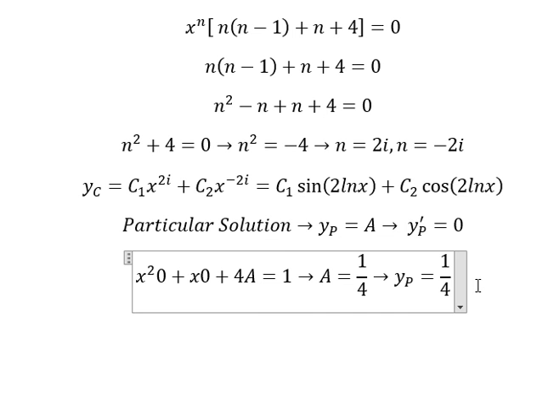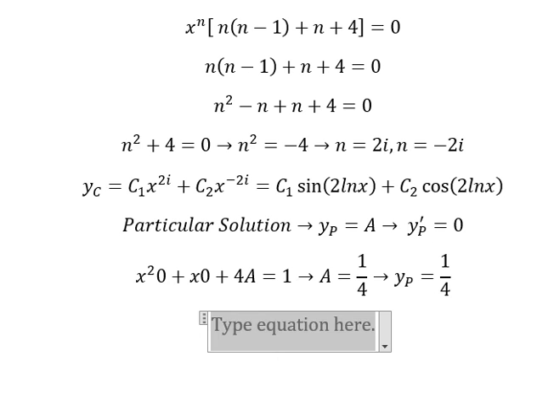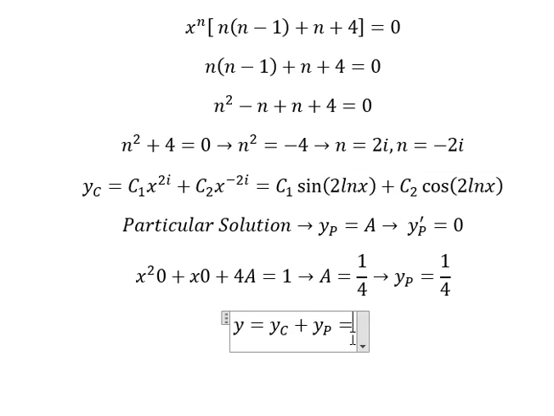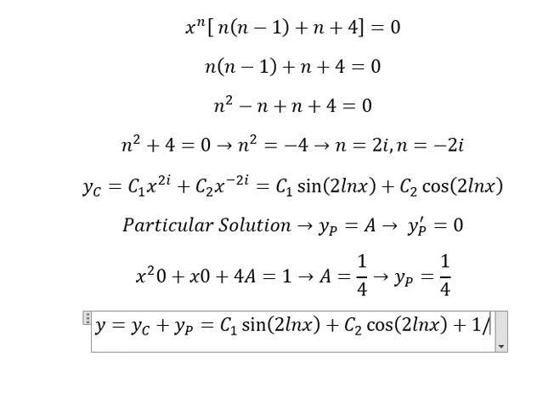And now we have the final answer. yc, that is this one. yb, that's 1 over 4.